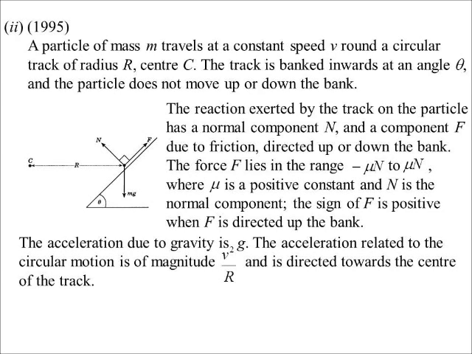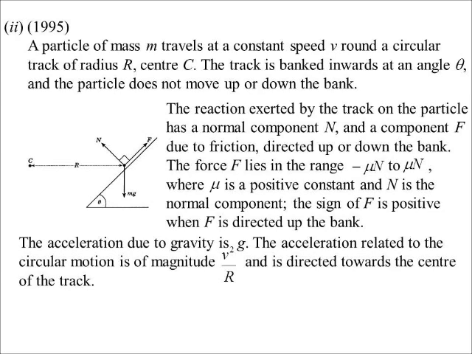So they set up our question for us. Particle of mass m going around the circular track, radius r. There's our centre over here, c. They've told us the angle of the bank is theta, and our particle is not moving up or down. So we have the reaction force, which is n there, and a component of friction directed up or down.